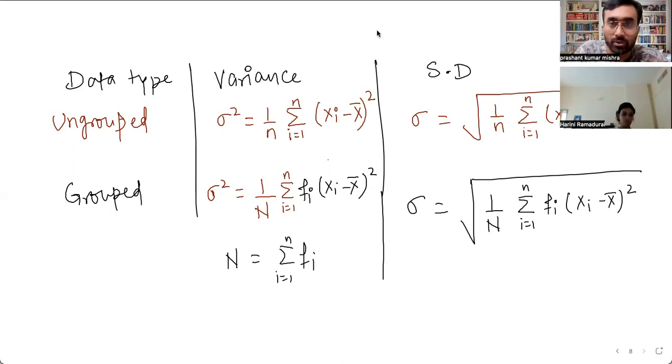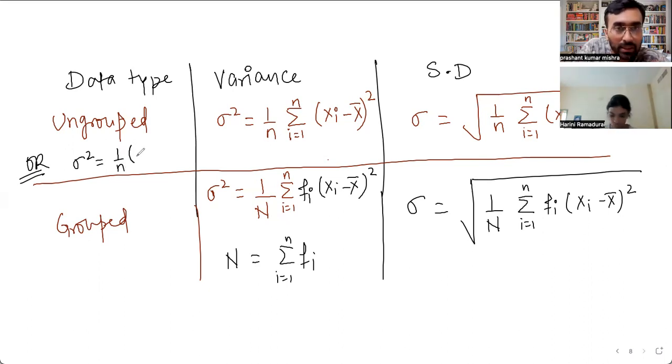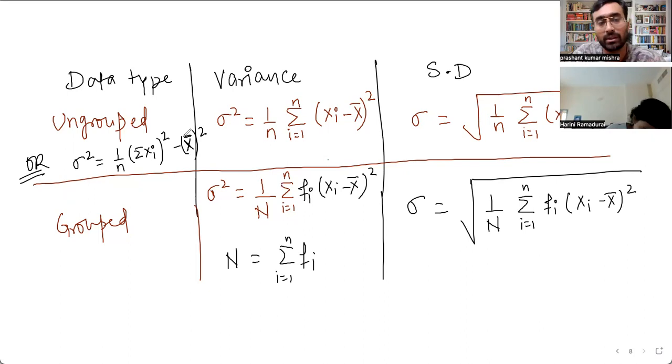Okay. Now one more thing. We can use another formula. I'm writing it here. This is the grouped one. So one more formula, or alternate formula, for the ungrouped data: sigma square equals to 1 over n summation of xi whole square, and after that you subtract mean square. Sigma square is equal to 1 over n summation of xi whole square minus mean square.